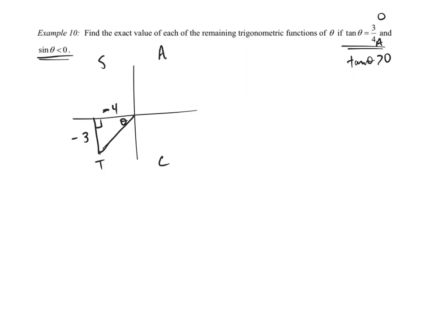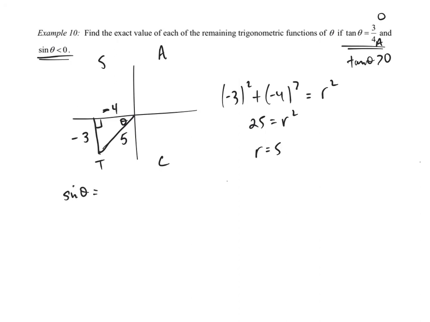Now, to find the other side, that would be the hypotenuse. So we're going to do -3 squared plus -4 squared is equal to r squared. And so that's going to be 25 is equal to r squared, so that r is going to equal 5. And remember I said earlier that the hypotenuse will always be a positive number. Okay, so now we're ready to find all of the trig functions.